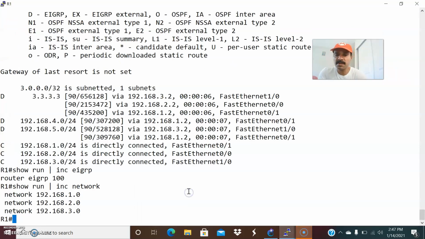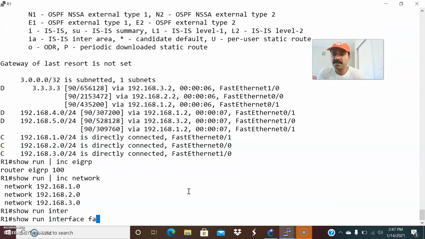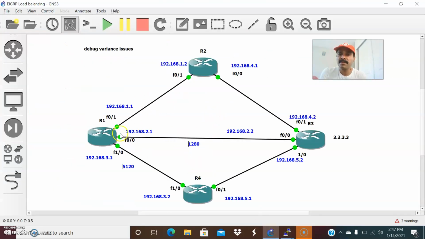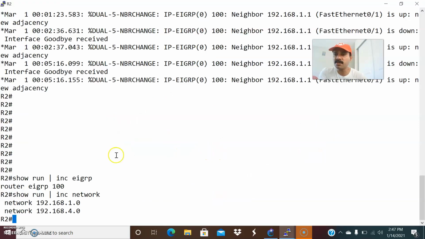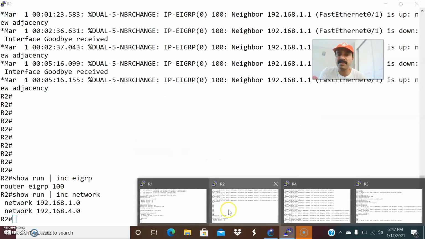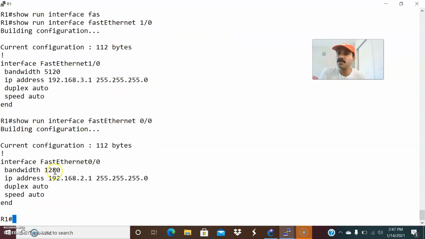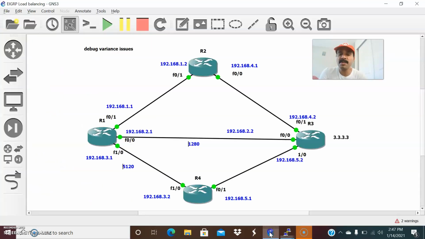Let us go to R1 and show run interface FastEthernet 1/0. Here I have set the bandwidth as 5120, and on the other one, 0/0, I have set the bandwidth as 1280. So the command is bandwidth 5120, and the other one is bandwidth 1280. The main purpose is to show the unequal load balancing, and don't forget about the variance parameter. You can increase the value to load balance across multiple paths. That is the advantage of unequal cost load balancing.